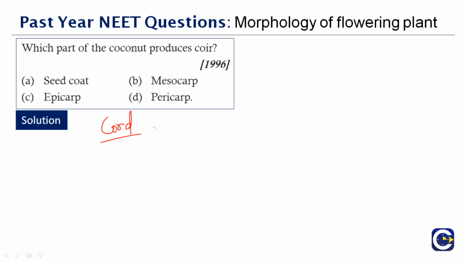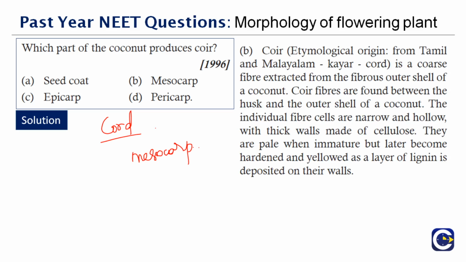So when it is the outer shell, what could it be? It is the mesocarp. Coir fibers are found between the husk and the outer shell of the coconut. The individual fiber cells are narrow and hollow, with thick walls made of cellulose. They are pale when immature but later become hardened and yellowish as a layer of lignin is deposited on their walls. Therefore, the right answer to this question is option B, mesocarp.